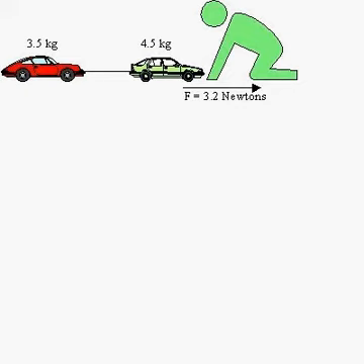In this example, a child has tied two cars together with a string, and the child's pulling on the front car with a force of 3.2 newtons. The mass of each car is given in the diagram, and the question is, what's the acceleration of the system, and what's the tension in the string that connects the cars? And you're allowed to ignore friction in this problem.